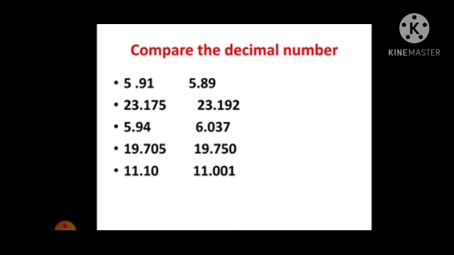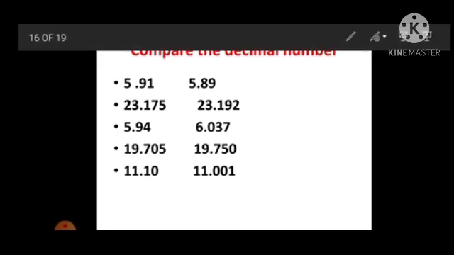Compare the decimal numbers. Now you know how to compare decimals. First we convert into like decimals and then compare the whole number and then the decimal part. See 5.91, 5.89, these are like decimals. Then first we compare the whole number, 5, 5. These are the same. After the decimal point here 9, 1, here 8, 9. Which is bigger? 9, 1. So 5.91 is greater than 5.89.